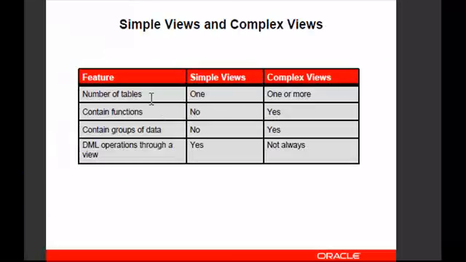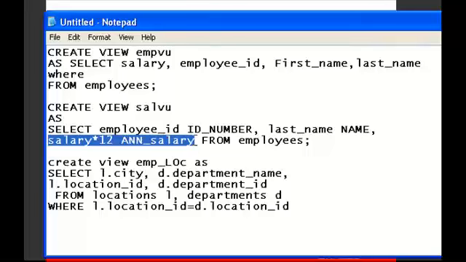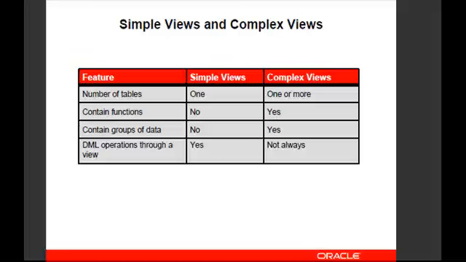So as we're going to see, a complex view is when we're using more than one table. When we're using functionality, that view is no longer a simple view, like the example that we use right here, salary multiplied by 12, and we name it annual salary. And also when we use a group function and change the normal format of a table, that's what we call a complex view. It is no longer a simple view.